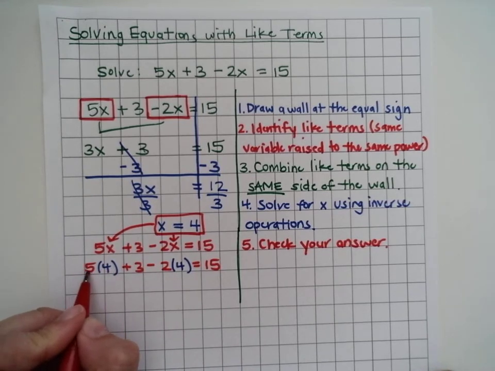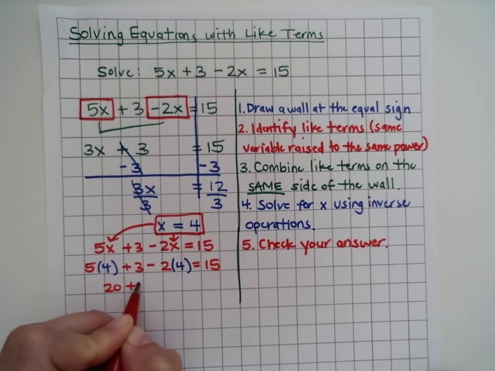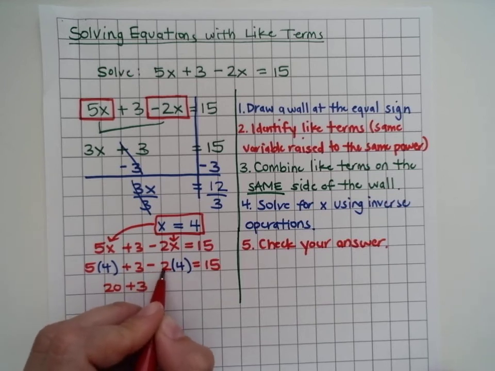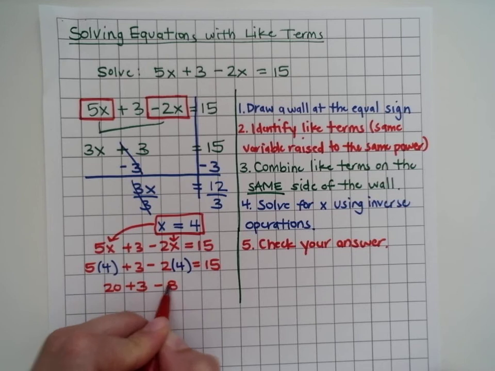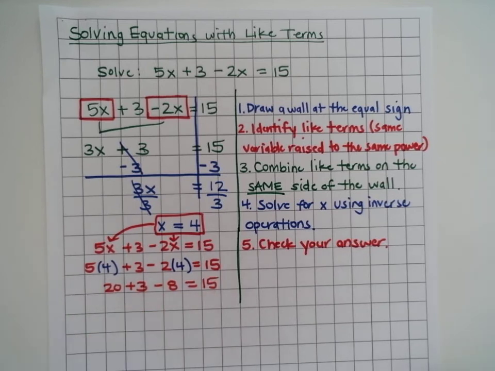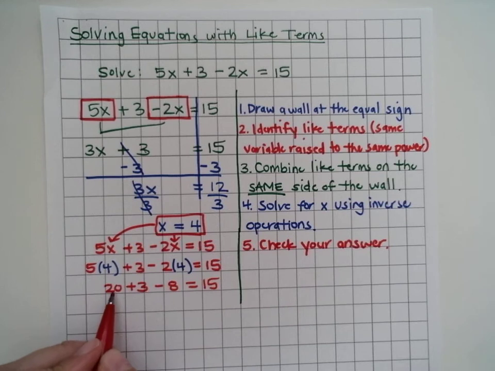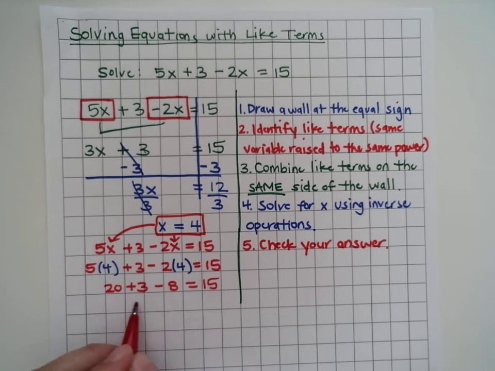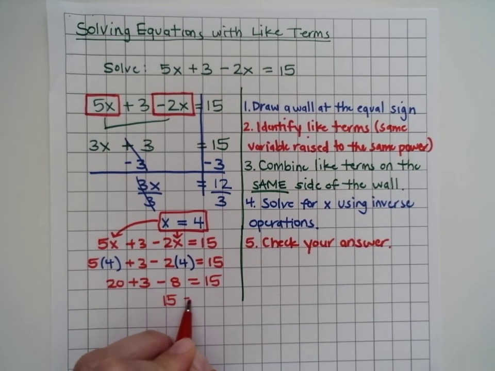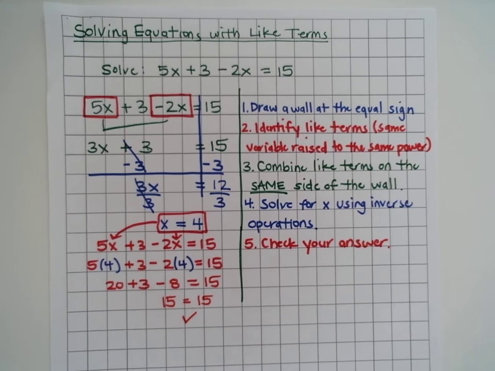Now we just simplify left to right. 5 times 4 is 20, plus 3, bring that down, minus 2 times 4, which is a negative 8, equals 15. We get 20 plus 3, which is 23, minus 8. 23 minus 8 is 15, which is equal to 15. So we checked our work and we solved correctly. So we can move on to our assignment in our workbook, solving equations with like terms.